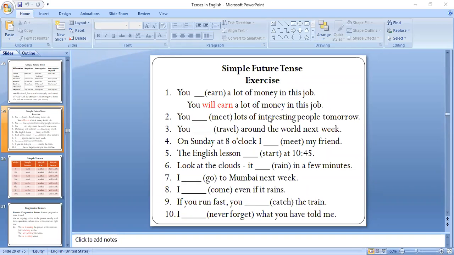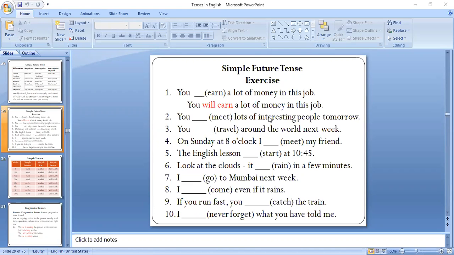Then the next sentence is: You dash in bracket meet lots of interesting people tomorrow. So here we will use you will. Okay, you will meet lots of interesting people tomorrow. You will meet lots of interesting people tomorrow.